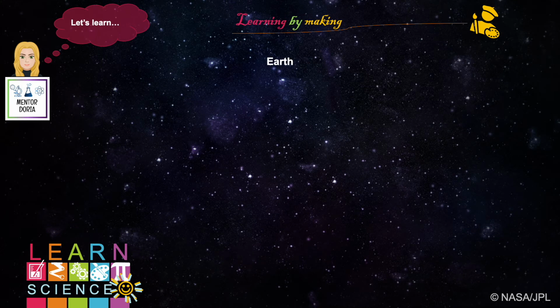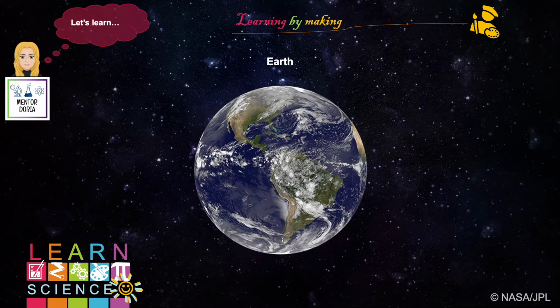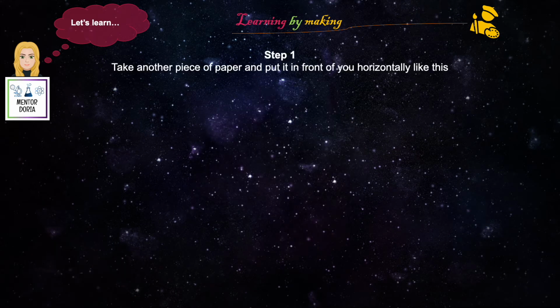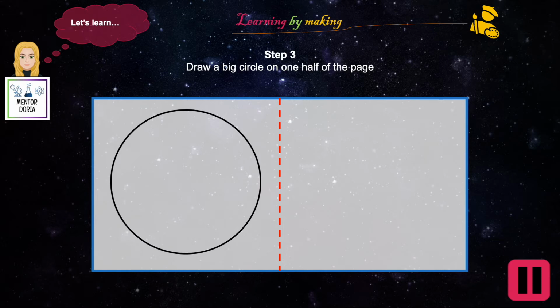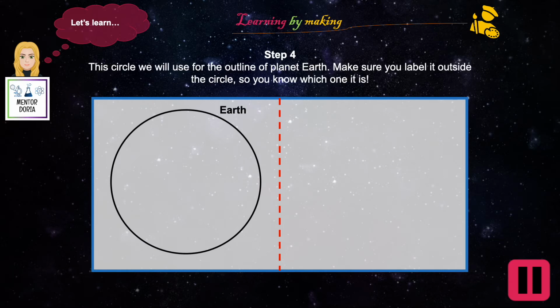The next planet we will be drawing is Earth. Take another piece of paper and put it in front of you horizontally again, like so. Next, fold your piece of paper in half along this dotted line. Use your pencil to draw a big circle on one half of the page like this. This circle will be used for the outline of planet Earth.